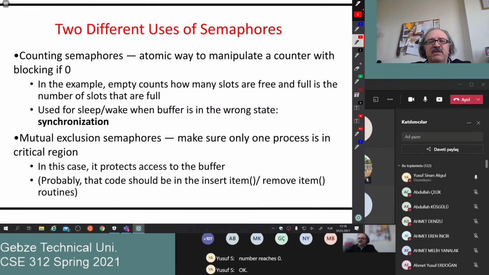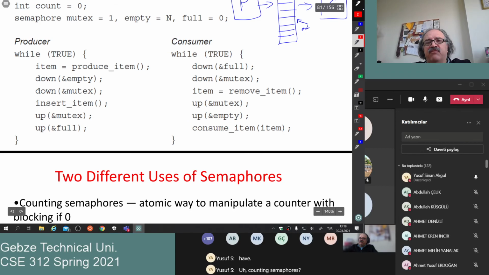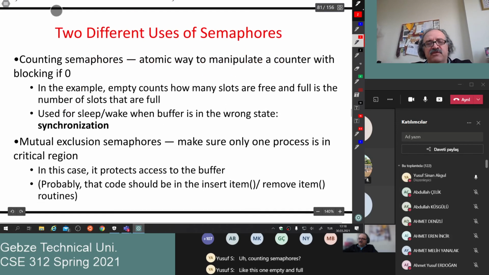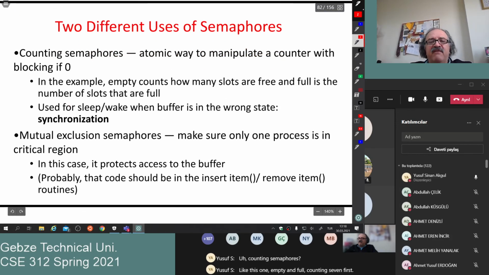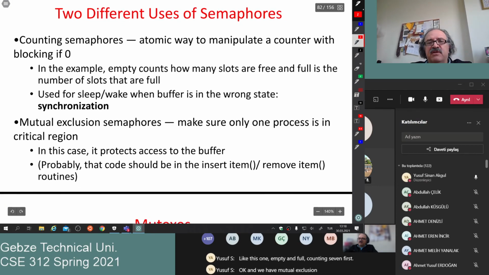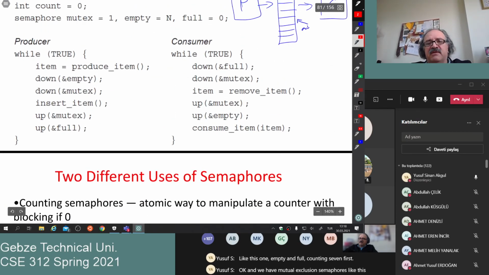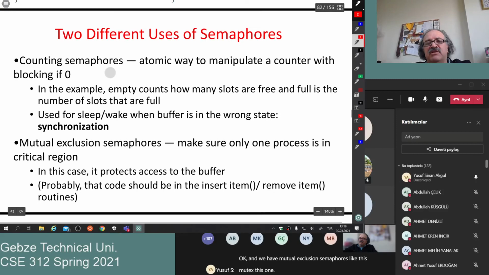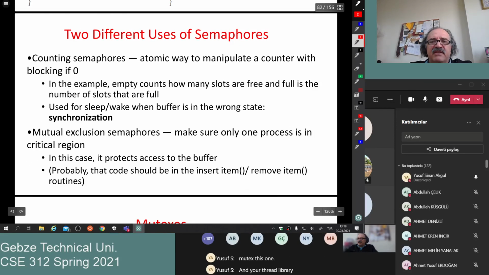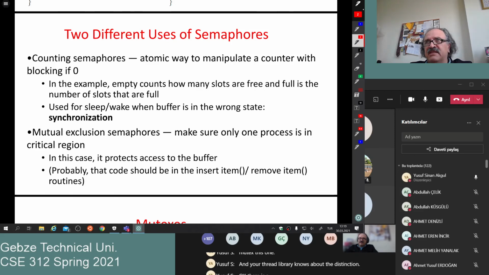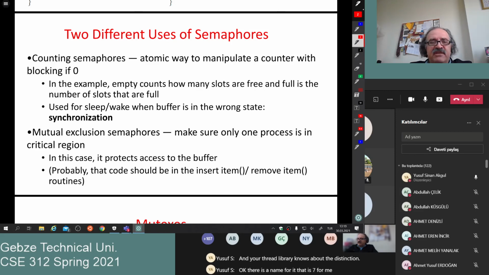So we have two different types of semaphore in this case. We have counting semaphores like empty and full. And we have mutual exclusion semaphores like this mutex. And your thread library knows about the distinction. There is a name for it. Semaphore means that it's a counting semaphore. Mutex means that it's a binary semaphore.